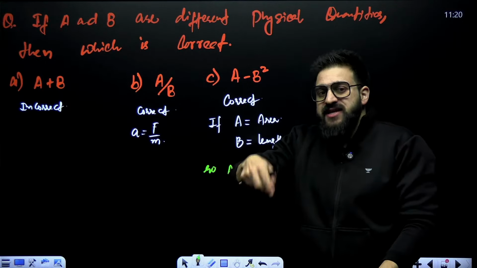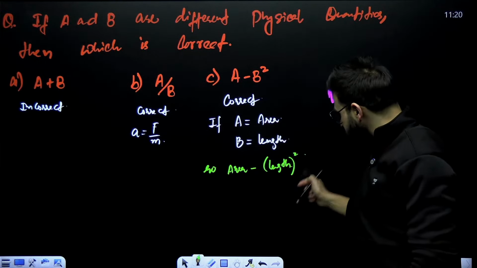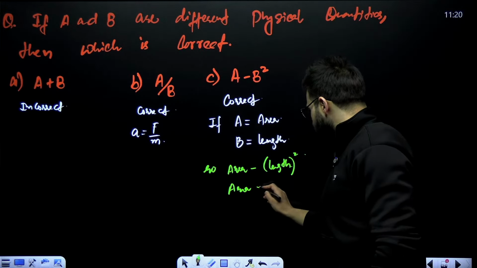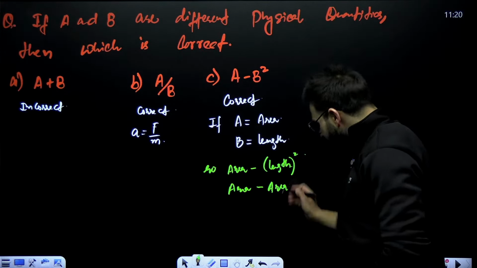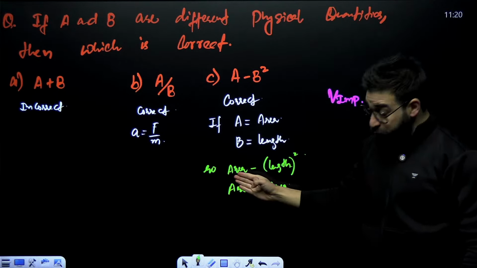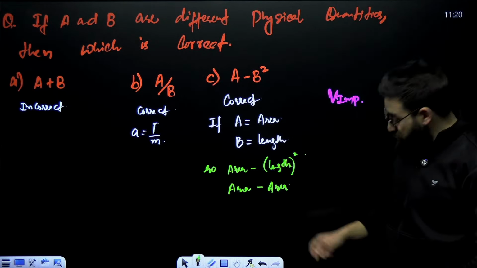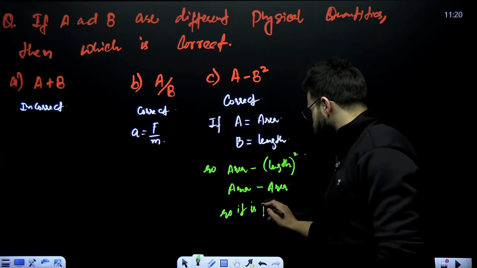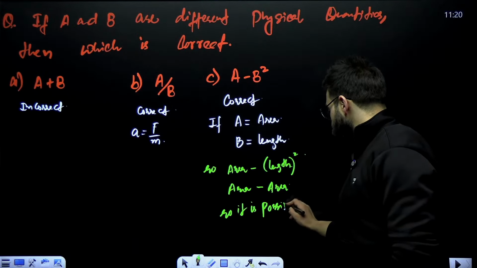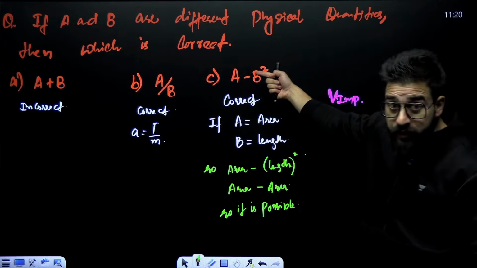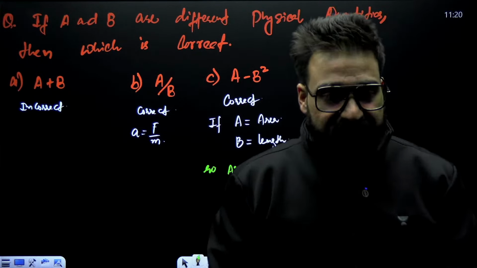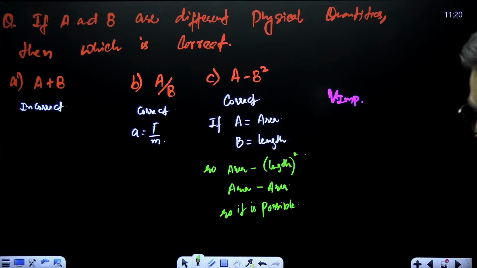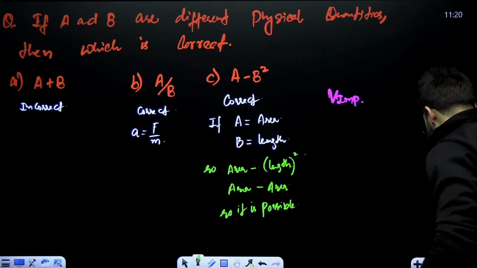Length into breadth is area. Breadth is also length. Length into length is area. So I can say this is area minus area. Now it becomes similar physical quantities. You can subtract area and area. So yes, it is correct. So it is possible. You have to basically see according to the equation whether it satisfies the condition or not. Is this clear? I hope this is crystal clear to each and every single student.